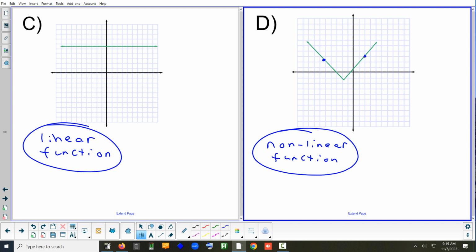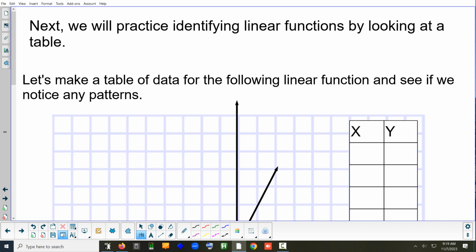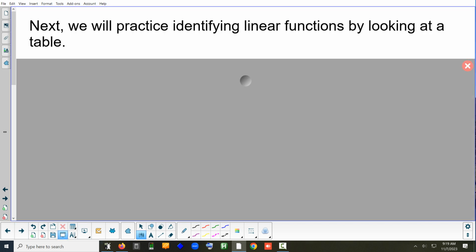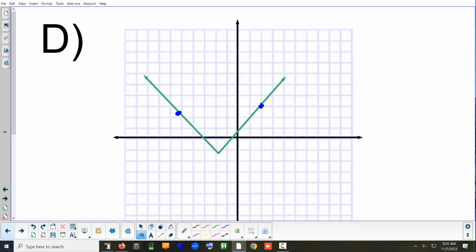Okay. Any question on the difference between answering linear versus non-linear functions? Okay. So what I want to do now is take a look at how we can identify if something is linear or non-linear from a table. We've identified if something is a function or not a function from a table by looking for repeats in the x values. Now I'm going to show you how to look at a table and tell if it's linear or not, because you might not always have a picture to go off of.